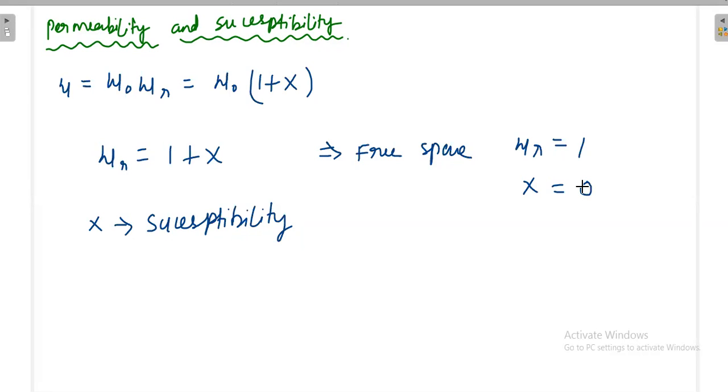Mu r is the ratio of mu by mu naught. Can the mu r value be less than 1? Anyway, mu r is greater than 1 for some materials, for magnets. For an iron magnet, mu r will be more than 1. For a material like nickel, chromium, can mu r be less than 1? Okay, analyze a little. For some material it is possible, I think mu r can be less than 1.